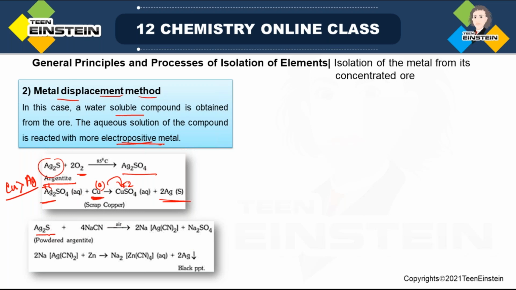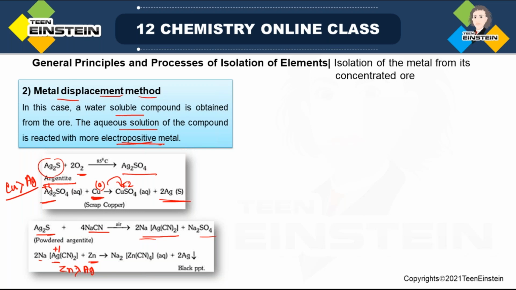Then another method, same ore we have taken, powdered argentite. First we are using sodium cyanide. See, it is aqueous solution and sodium cyanide is soluble in aqueous solution. In presence of air, first this type of complex is produced. That means from Ag2S, first we are making this type of complex, and this is the byproduct. Now this complex is treated with zinc. Now zinc is more electropositive than silver, just as you have seen copper is more electropositive than silver. So that is the reason zinc can reduce Ag, which is in +1 oxidation state.